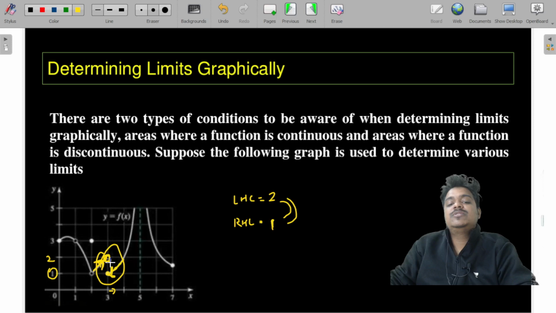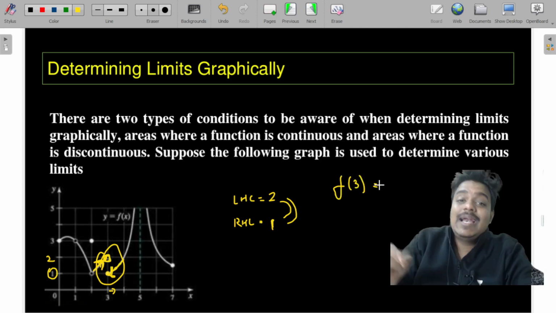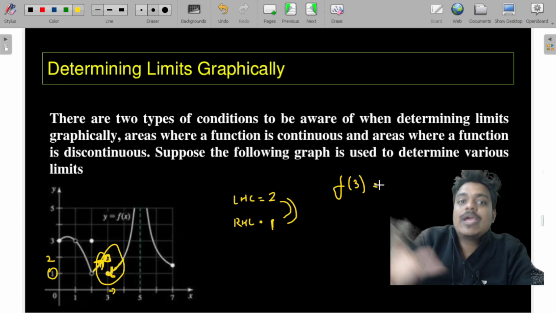It is not 1, it is not 2. Just to the left of 3 it is 2, just to the right of 3 it is 1. But believe me, what I am trying to say is that at 3 you cannot define a function. So we will say that the limit does not exist.